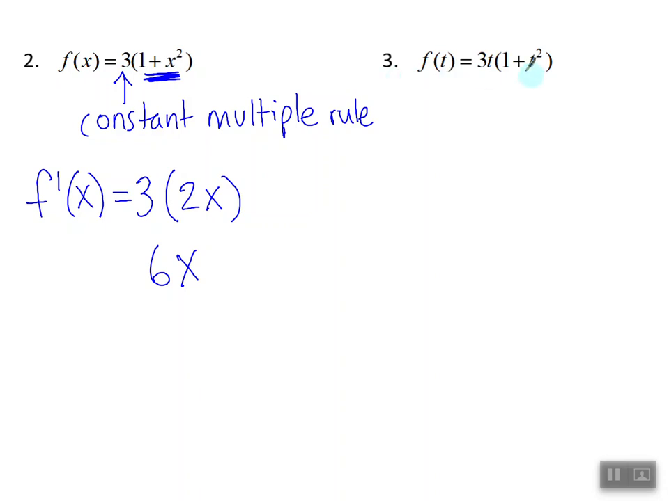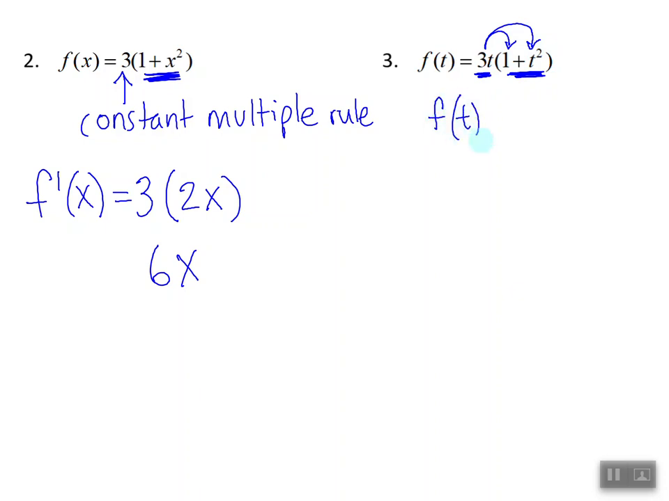Now in the third example, f of t equals 3t times the quantity 1 plus t squared, we do have a product of two functions that both have variables in them. However, another approach instead of using the product rule would be to distribute the 3t. That doesn't mean we can't use the product rule. This is just another approach.